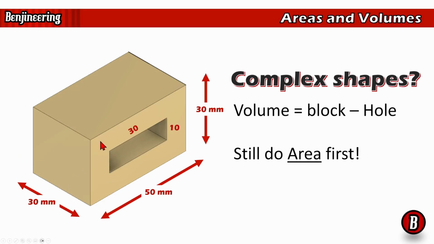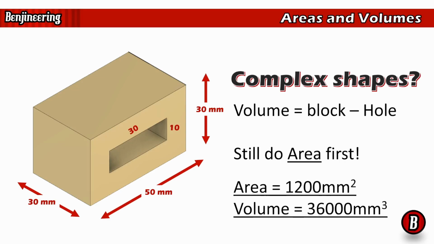All right, so we still start with the area, and in this case, this is what you get. If you want to have a go at doing this yourself, start by multiplying 50 by 30 to get the area of this rectangle. Then do 30 multiplied by 10, and crucially, take that number away from the size of the main face you've got here, if that makes sense, and then multiply it by 30, and that's how you get the volume of 36,000 millimeters cubed. Now, we're going to be building on this a bit later on.